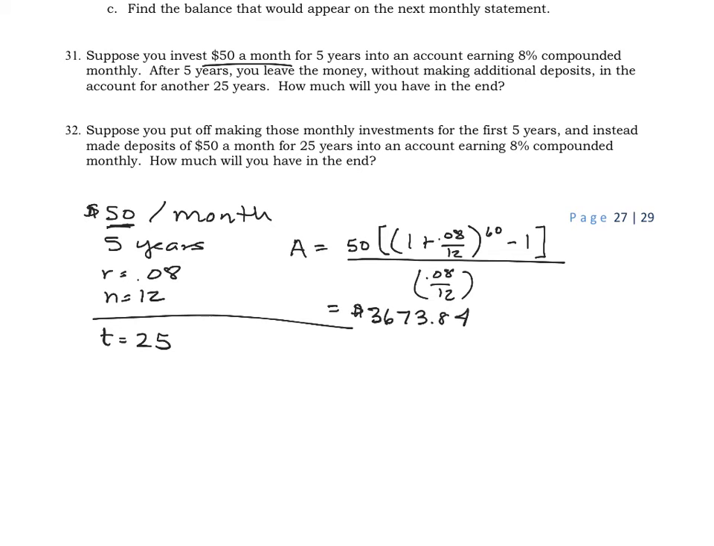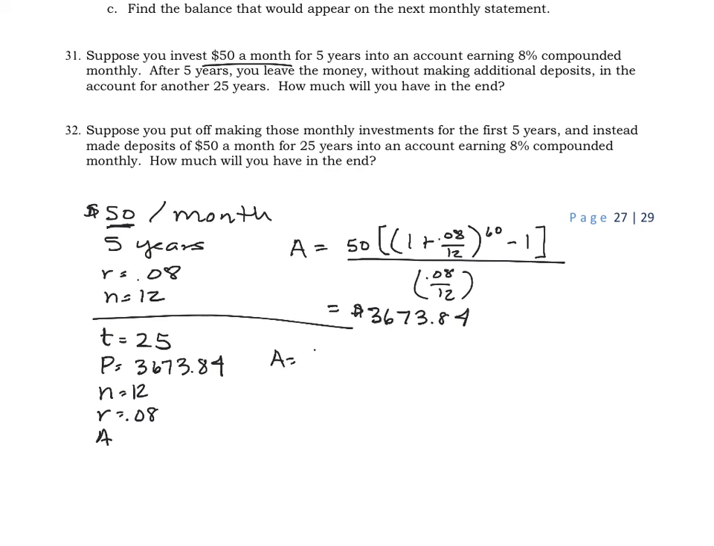All right, in this next scenario, it's still compounding. You're just not putting any new monies in it. So this is no longer an annuity. It is now a compound interest problem, and your new principal is $3,673.84, and it's compounded monthly, still 8%, and we're looking for our future value here.